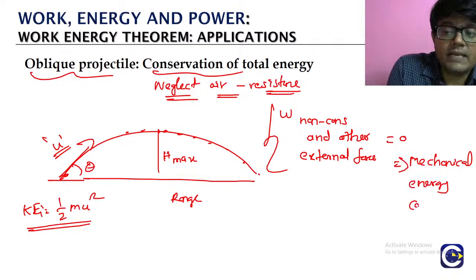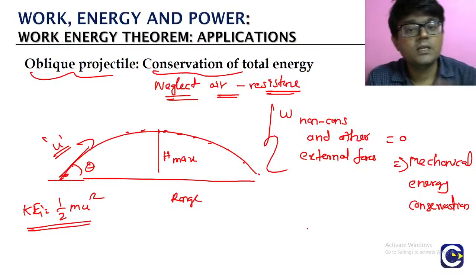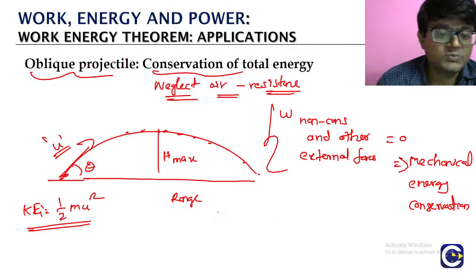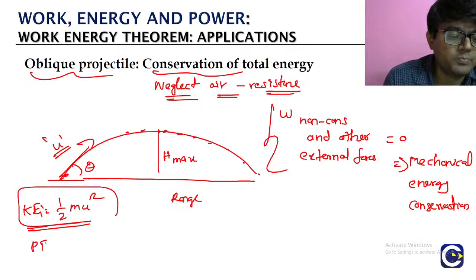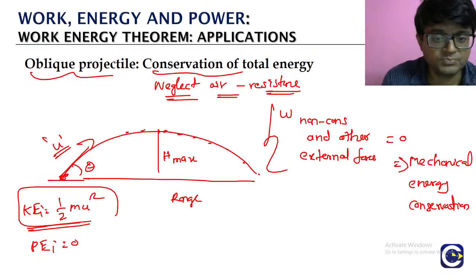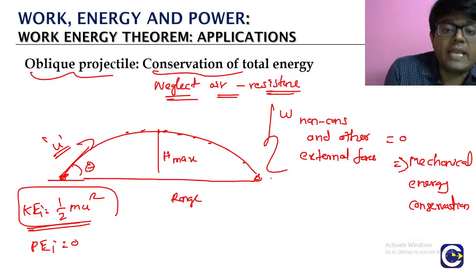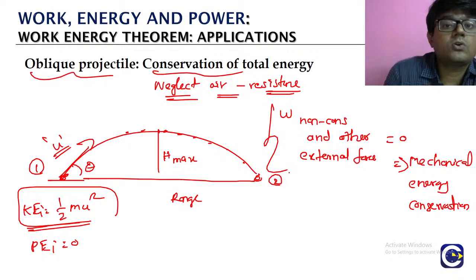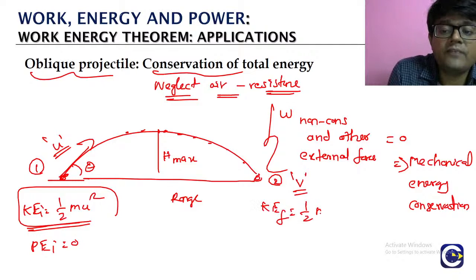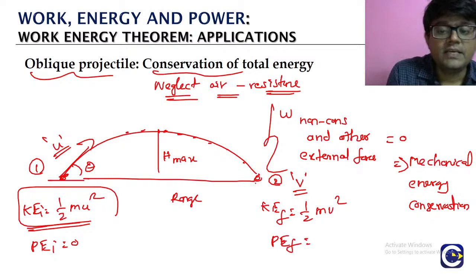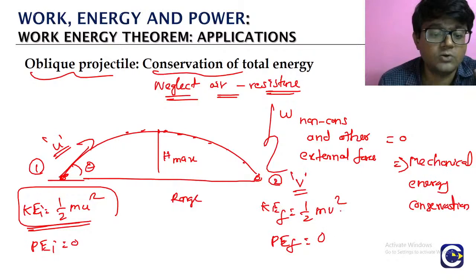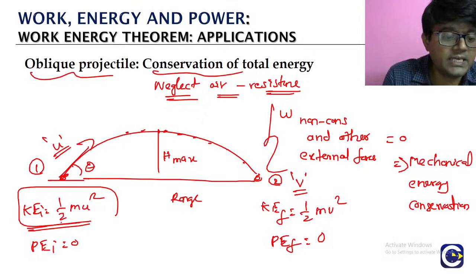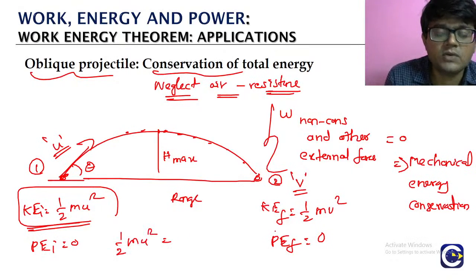From that we get the result: mechanical energy conservation, which means the kinetic energy plus potential energy will remain the same. Initially the kinetic energy is half m u square, and the potential energy is 0, because we fired from the surface of the earth. When it comes to the ground again, let us call this point 1 and this point 2. Here we don't know the velocity, so let us call it v. The kinetic energy is half m v square, and the potential energy is 0 since it is back at the same surface level. Apply the conservation of mechanical energy: the KE plus PE initially, half m u square, is equal to the KE plus PE in the final state, half m v square.